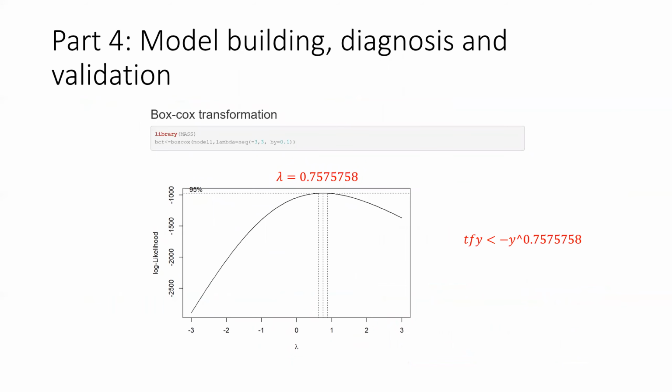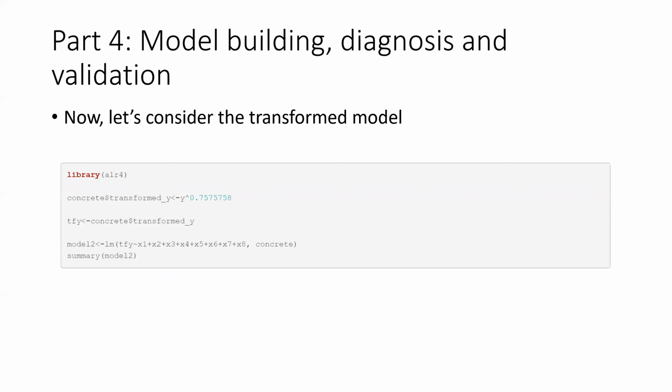So first, I do the Box-Cox transformation. And I found that the lambda star is equal to 0.7575758. So here I transform y to TFY. The formula is as the slide shows. So now let's consider the transformed model. That is, investigate the relationship between TFY and x1, x2, x3, x4, x5, x6, x7, x8.